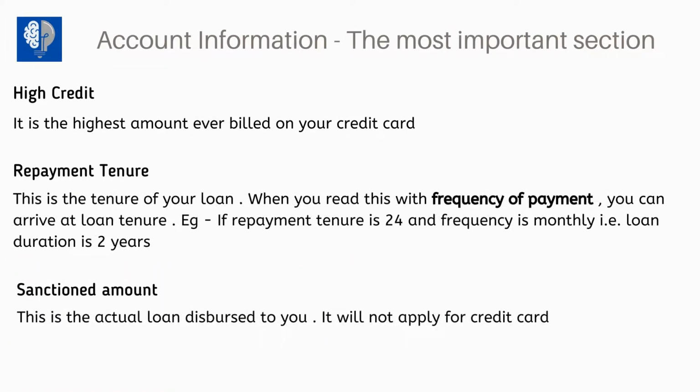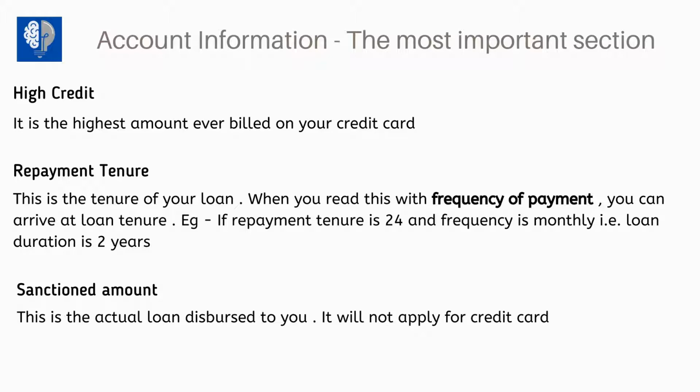So in account information, there are different fields and you should know what these fields are and what they mean. The first field is high credit. The field position may be different, but these are the fields which are there. So you can look at the report and check whether that field is there or not. The first field which I want to talk about is high credit.